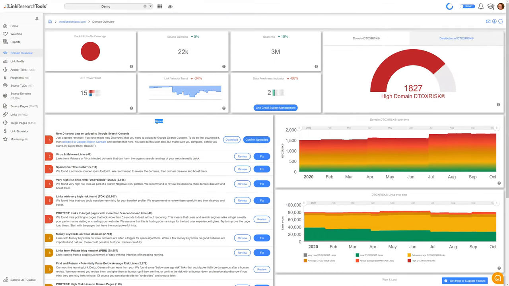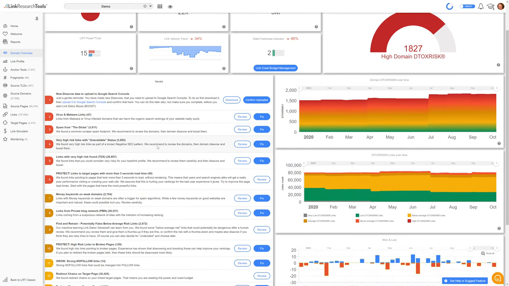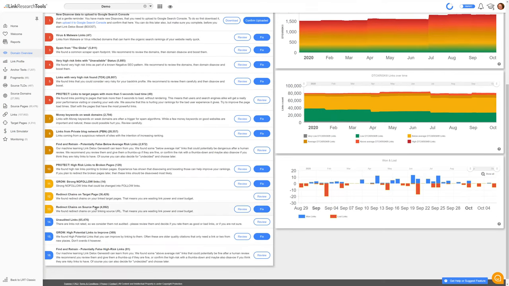What we see here are the link issues, automated SEO recommendations. We already saw that we probably forgot to upload a disavow file to Google, common spam footprints, negative SEO patterns that we know about, very high risk links found that need to be disavowed or reviewed, and a lot more. So you see all these things, even technical issues like redirect chains are listed here.